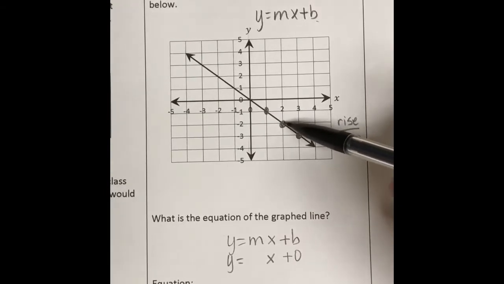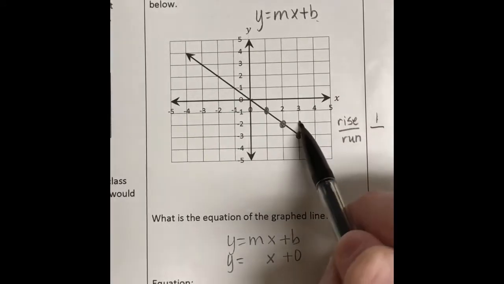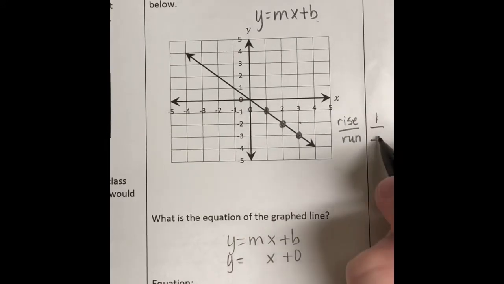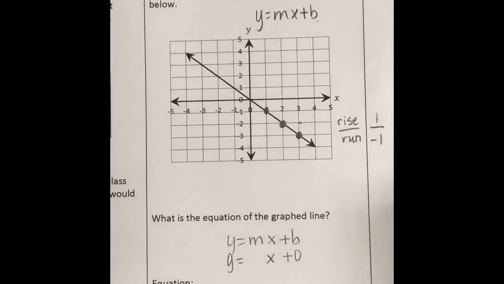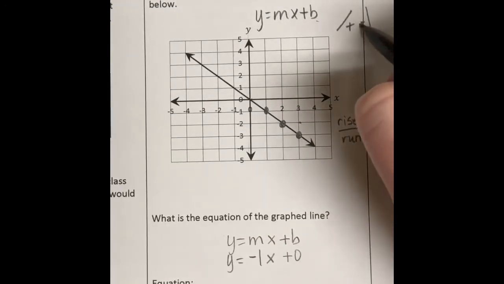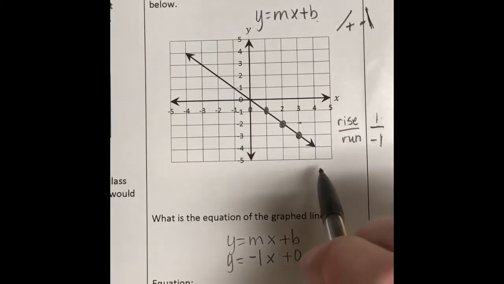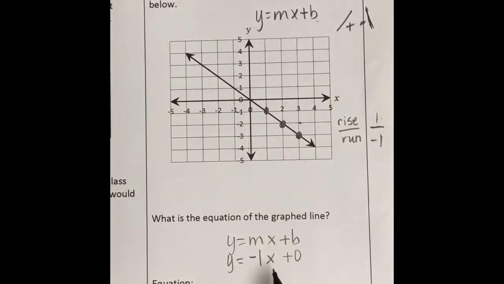Okay, so it rises up 1, so that's a positive, rises up 1, but it goes backwards 1. When it goes backwards, it becomes a negative. Okay, so then you just divide these. What's 1 divided by negative 1? Negative 1. If you remember slope guy that we did, you can remember that this slope is slanted in the negative direction, so you should have a negative number here.